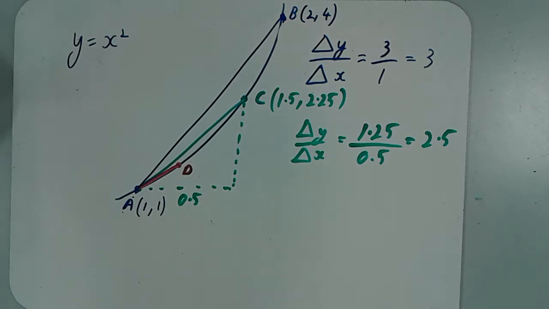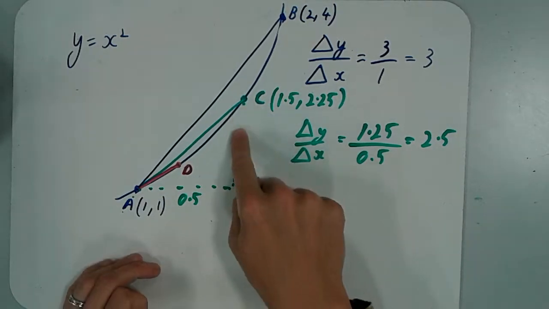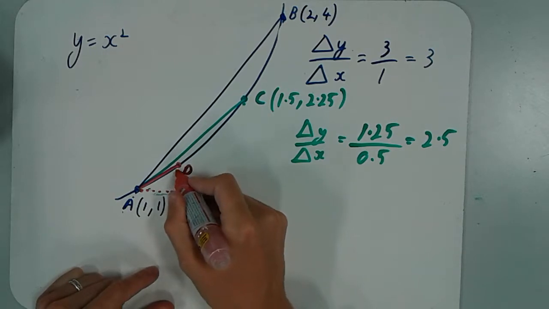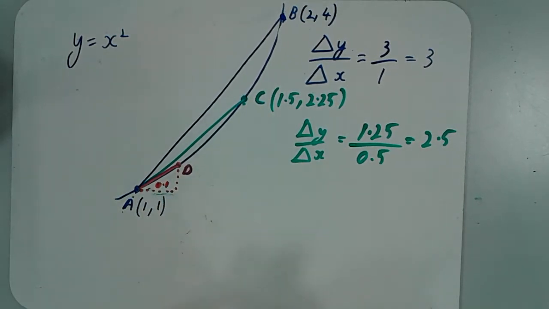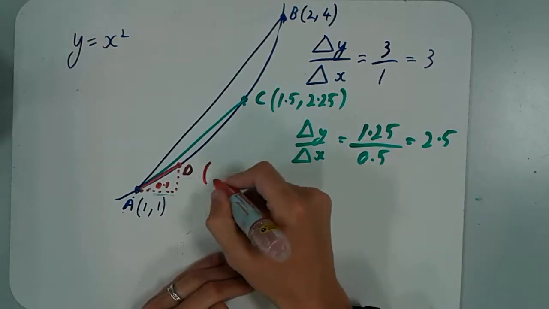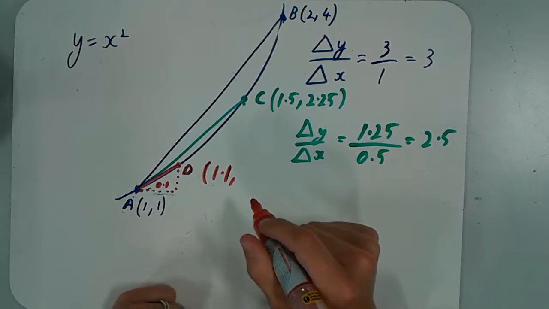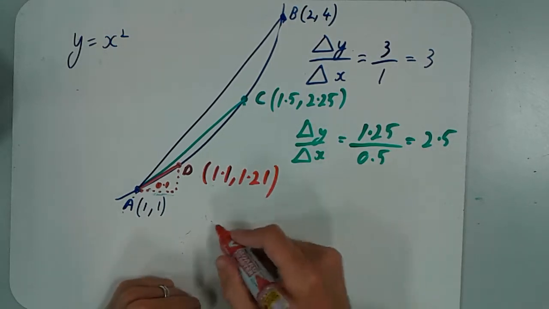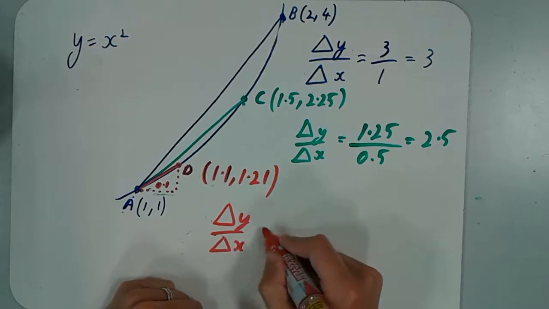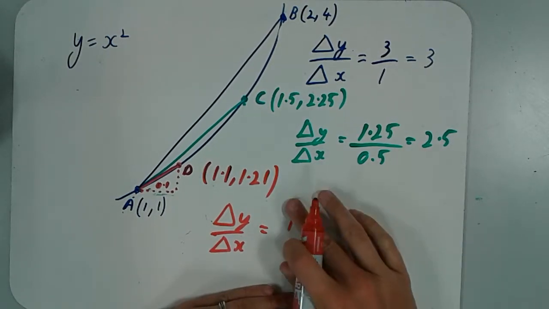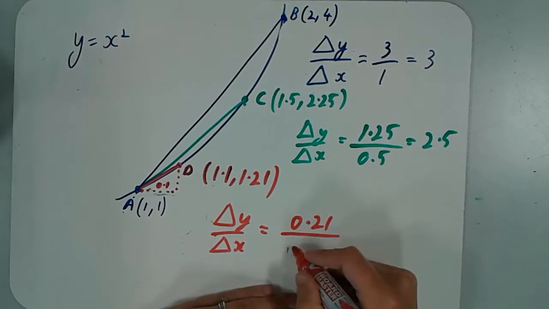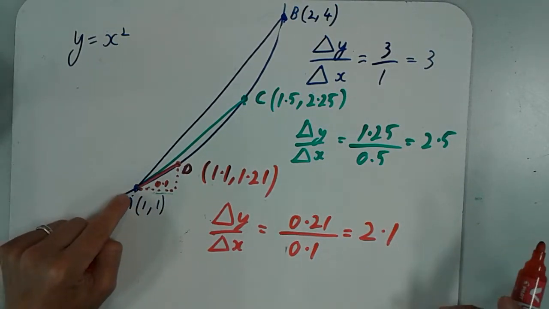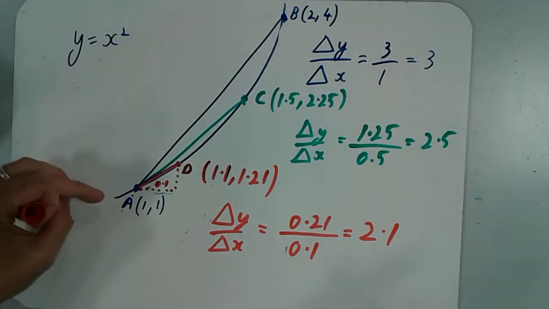What happens if we make our chord even smaller? So we increase our x by even less. Let's have a look at setting h to 0.1. Okay, so we're getting very close now. So our point D will be 1.1, and our y will be 1.1 squared, which will be 1.21. Okay, let's have a look at our delta y over delta x, and that's going to be 0.21 over 0.1, which is 2.1. So you see there's very little difference between our actual gradient of the curve and the gradient of our chord there. I know this isn't the best drawing.